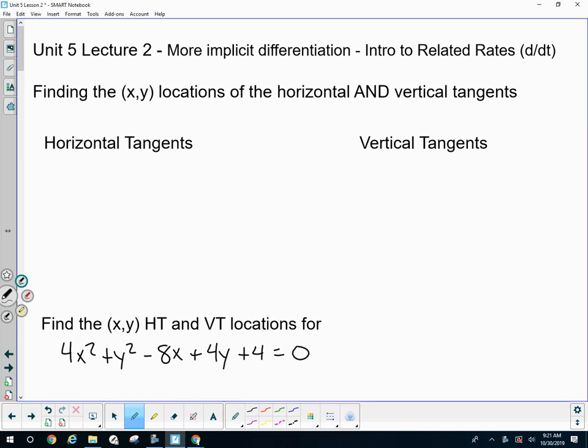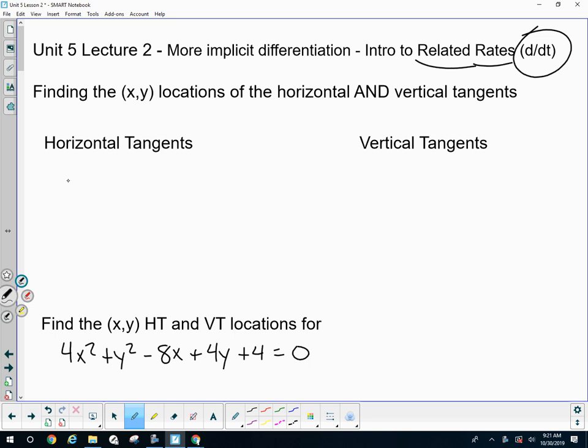All right, Unit 5, Lecture 2, we're doing a little bit more on implicit differentiation, and then we're going to get into calculus word problems we'll call related rates problems. We're going to be taking derivatives with respect to a different variable. We'll talk about that more. But let's first talk about more implicit derivatives, and in particular, finding locations of horizontal or vertical tangents.